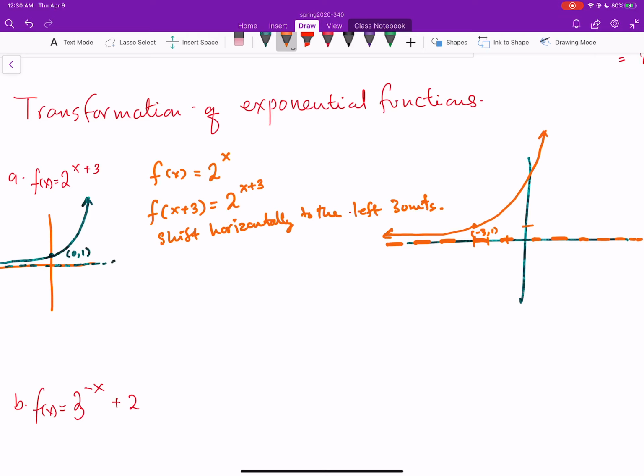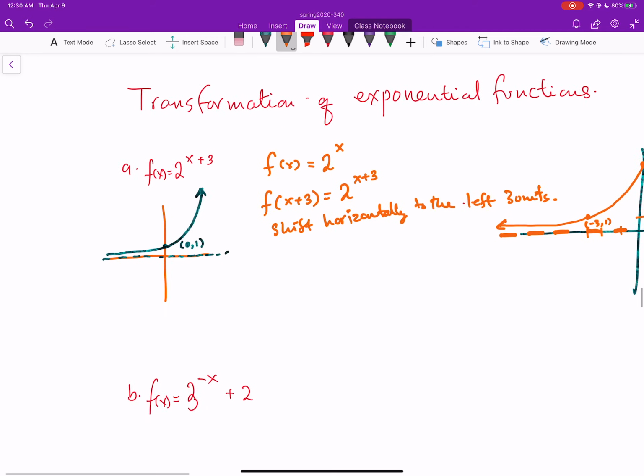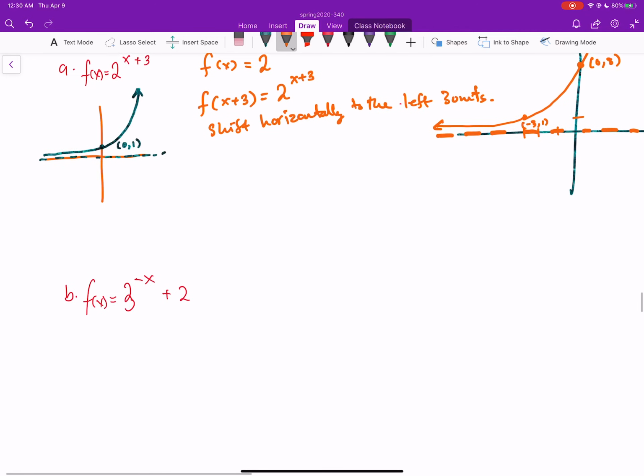At 0, this point here is 0, 8. All right, so that's a quick transformation. Now let's see if we can figure out the next one.